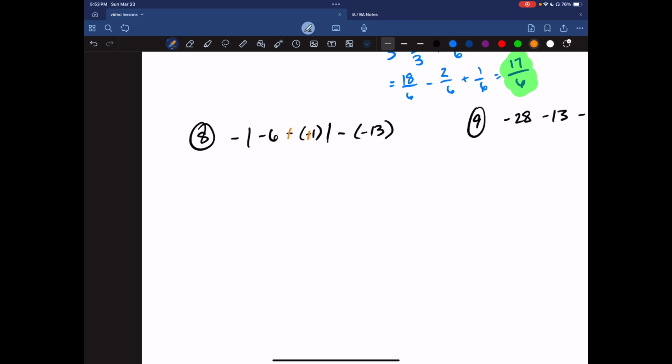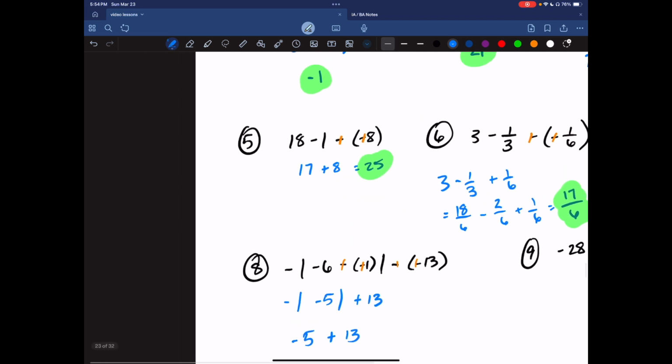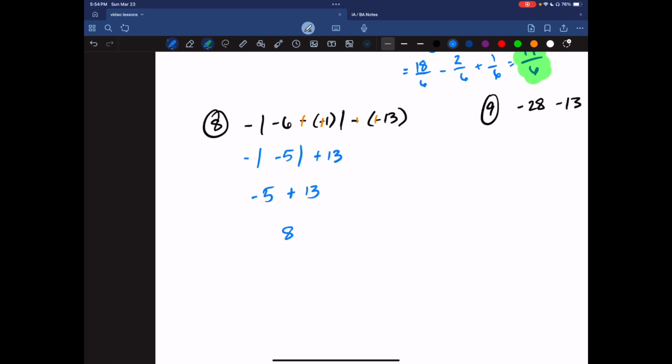Here we have plus, changing the signs. That's going to be -6 plus 1, so it's going to be -5. We got plus here. It's going to be plus 13. Now, the inside is going to produce a positive 5 because the absolute value of -5 is 5. But that negative on the outside is going to make it negative. So the absolute value gives a positive, but the negative on the outside makes it negative. This is -5 plus 13. Okay, and then -5 plus 13 is the same thing as saying 13 minus 5, which is 8.